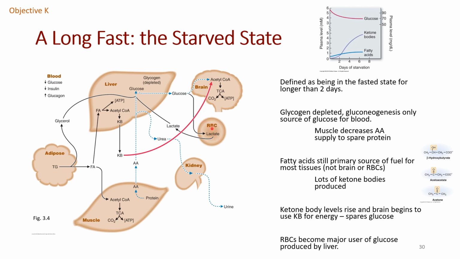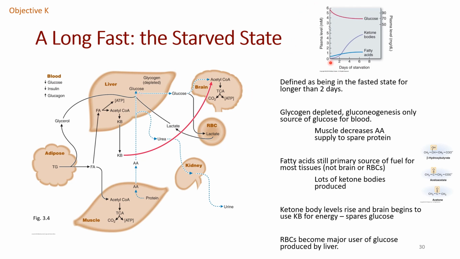Now, red blood cells cannot use ketone bodies because they don't have mitochondria. But they will use glucose. You see that solid arrow there. They are going to become the major customer. And so red blood cells making lactate, that lactate will still be a precursor for gluconeogenesis. And over here, the adipose tissue is still breaking down triglyceride to free fats, and the glycerol is still being produced, and that's going to be a precursor for gluconeogenesis. And so the liver has what it needs here.